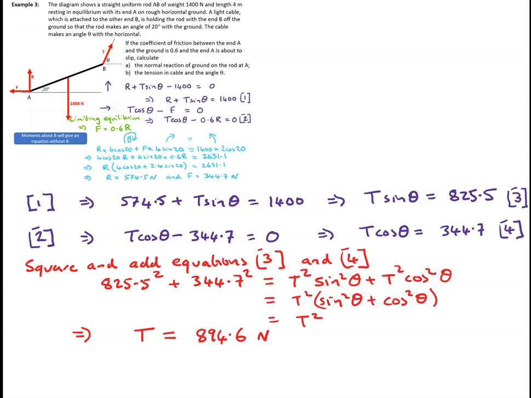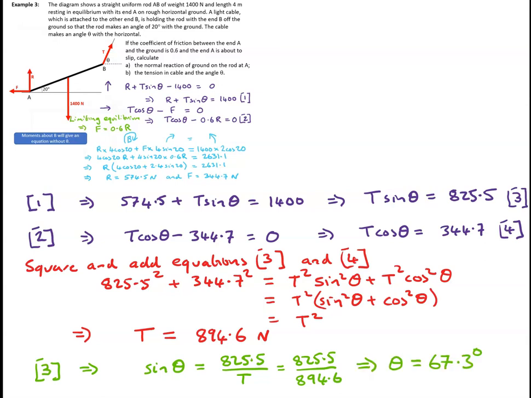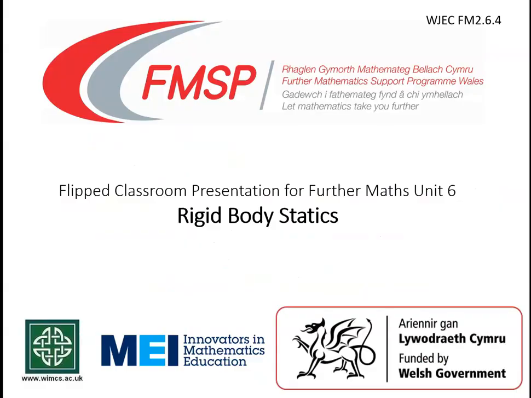I know that T sine theta has got to equal 825.5, so I've now got sine theta is 825.5 divided by T, which is 825.5 divided by 894.6, so theta must be 67.3 degrees. And that concludes our look at 3 typical statics type problems.